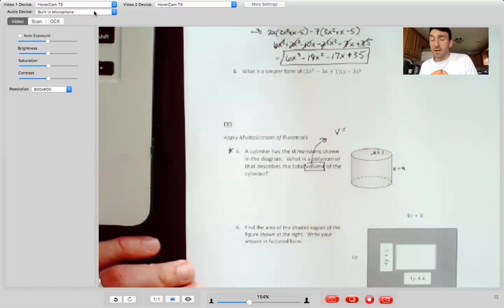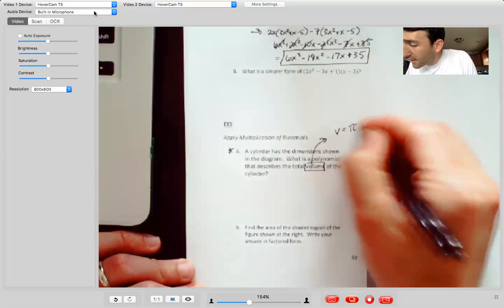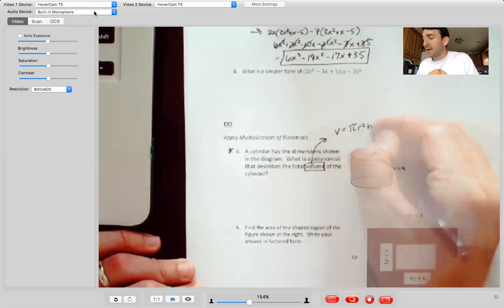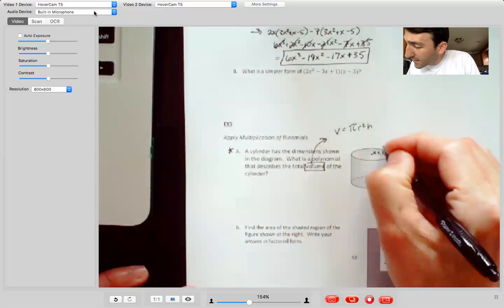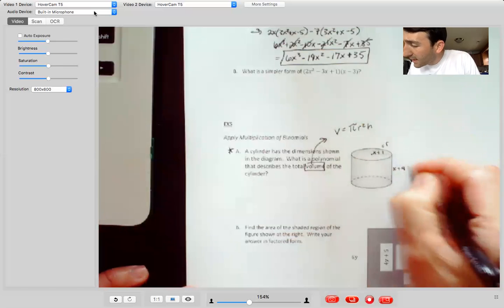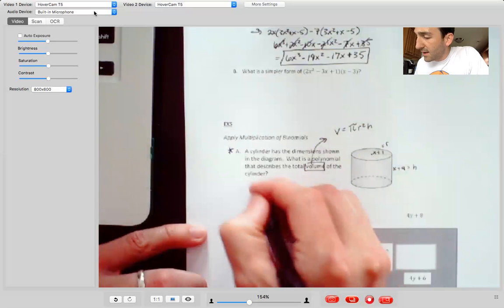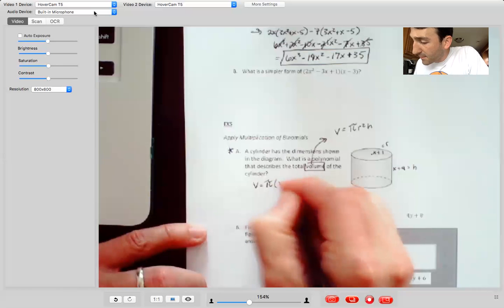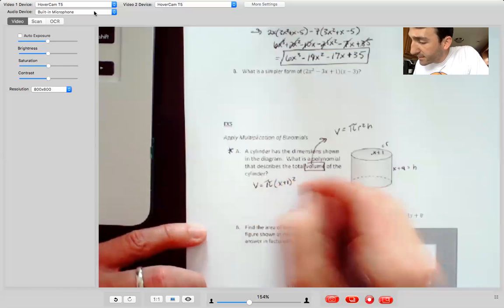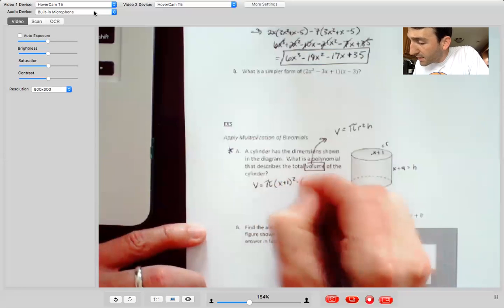So anyways, volume is going to be area of the base times the height of the cylinder. So area of the base is pi times radius squared, and then height is just height. Okay, so that's our formula, where r is equal to x plus 1 and h is equal to x plus 4. So when I go ahead and make my substitutions, I get volume equals pi times x plus 1 squared times height, which is x plus 4.